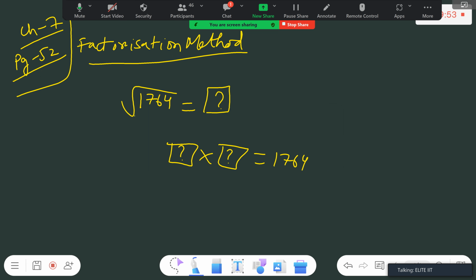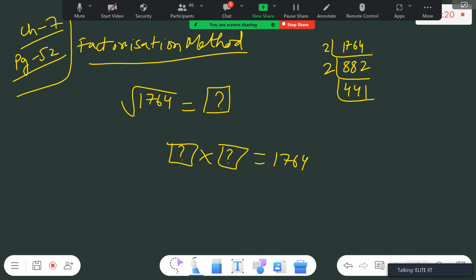Factorization method. So let us see. If you factorize 1764, we know how to prime factorize 1764. We start with the lowest prime number, isn't it? The lowest prime number, 2, can divide it. Next, again 2 can divide it. Now can 2 divide it again?